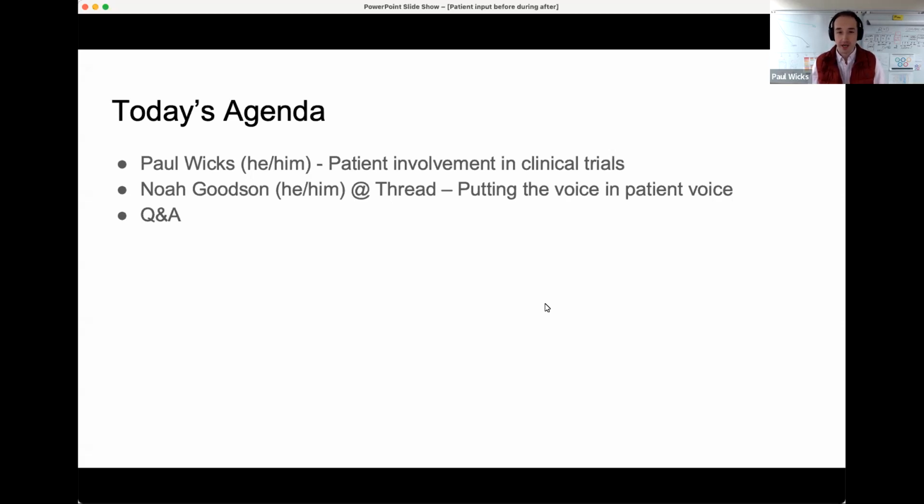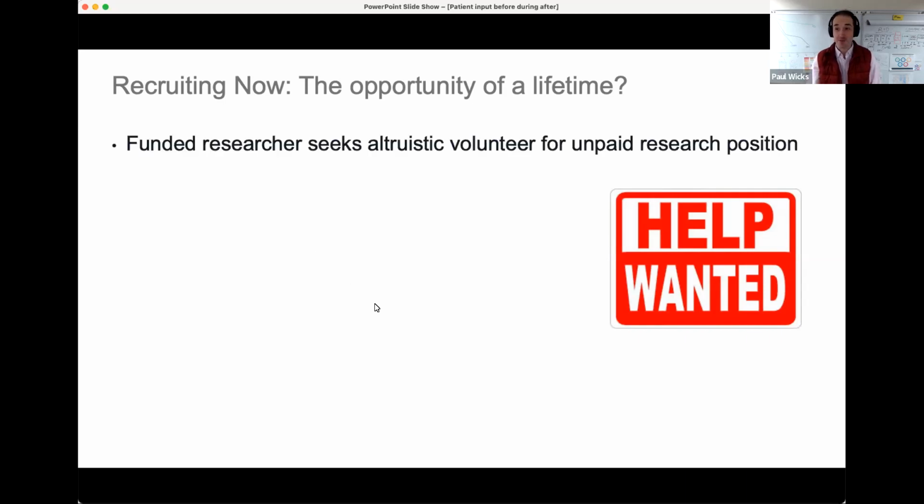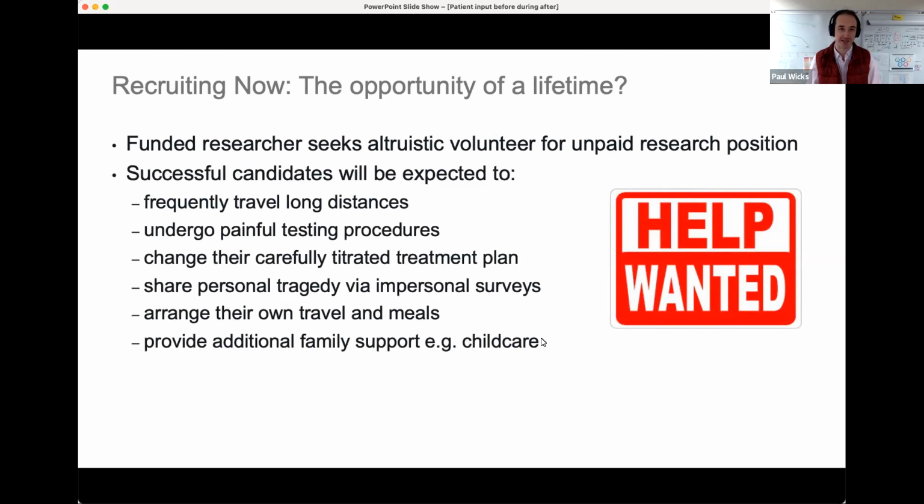So before we do that, though, I'm going to take this opportunity to try and pitch a job to you. We're going to try and recruit some lucky candidates for the opportunity of a lifetime. So what I'd like you to do is think about whether or not this is something you might like to apply for. A funded researcher is looking for someone like you, an altruistic volunteer, to have an unpaid research position. Unfortunately, we don't have budget for that, but you're very altruistic, so I'm sure you'll want to take part in your own spare time for fun.